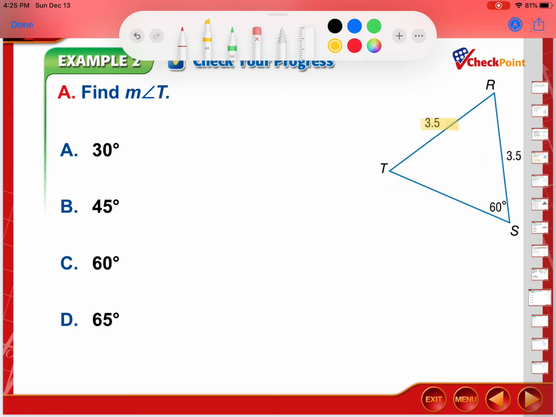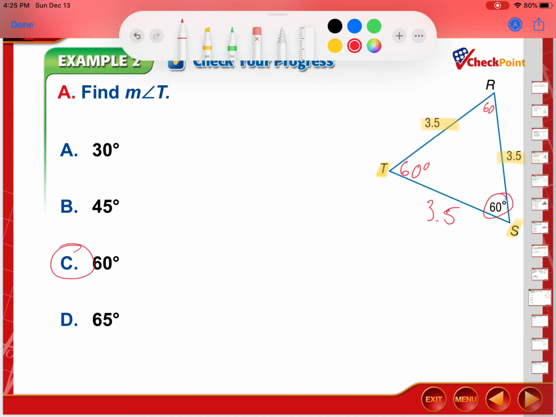So let's continue on to our next examples. They want us to find the measure of angle T. So once again, when I see this problem, I see, okay, we have two side lengths that are the same, which tells me, based on the isosceles triangle theorem, then angle T and angle S must also be congruent, which I know then, since angle S is 60, angle T is 60. And anytime I see two angles that are 60, I know this final angle is also going to be 60, which means this final side is 3.5.